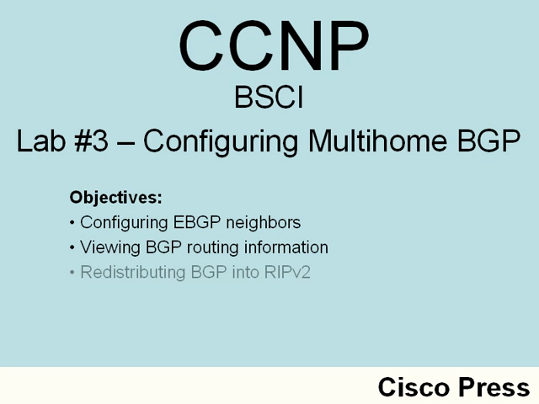Next up, we want to take that information learned from the corporate backbone and redistribute it into RIP version 2. In our scenario, we have a small remote site with a couple of routers. Those routers are running RIP version 2 between themselves, and we want to take the backbone network learned via BGP and redistribute that into RIP version 2.